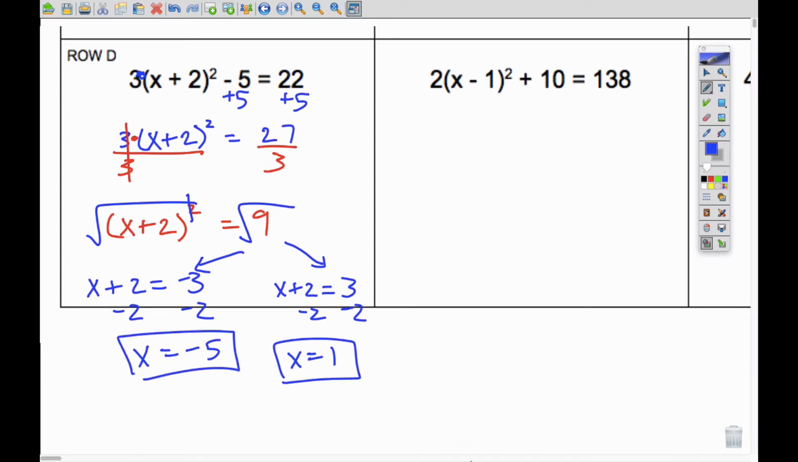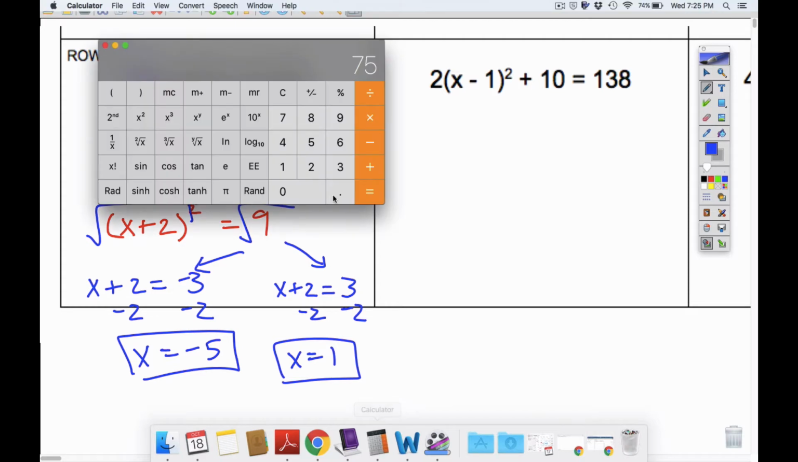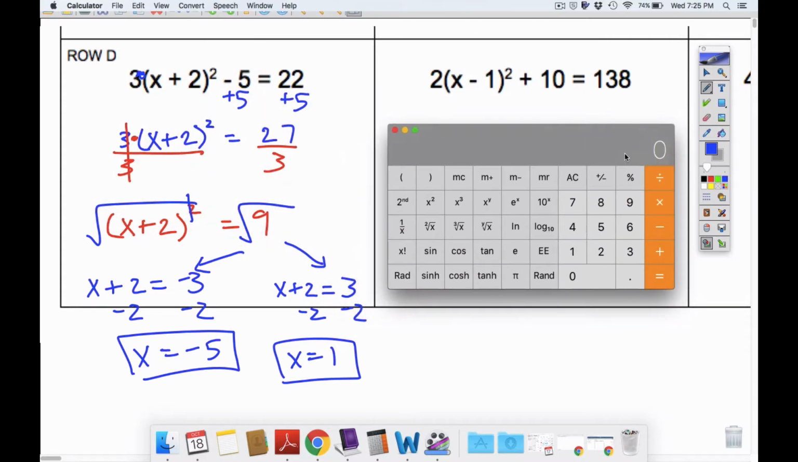Okay, at this point, like we've been doing, I'm going to go ahead and check my work with a calculator. It's pretty fast. So I plug in my negative 5. Negative 5 plus 2 is negative 3. Negative 3 times negative 3, positive 9. Then I take it times the 3 on the outside. And then I do my minus 5. And 22, that's what I wanted.